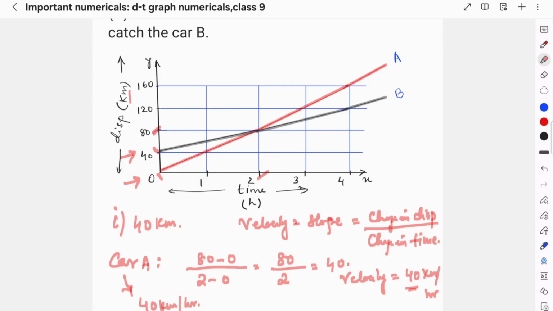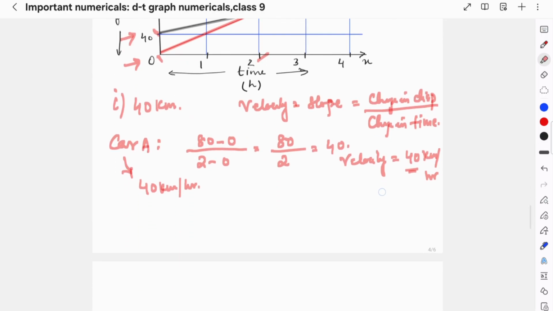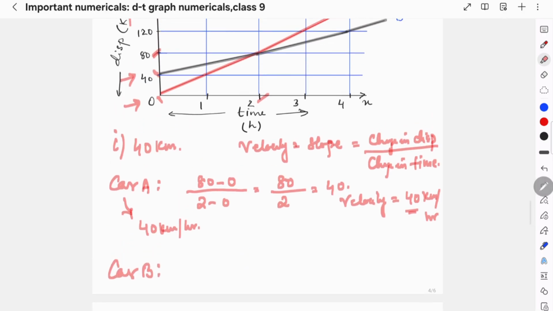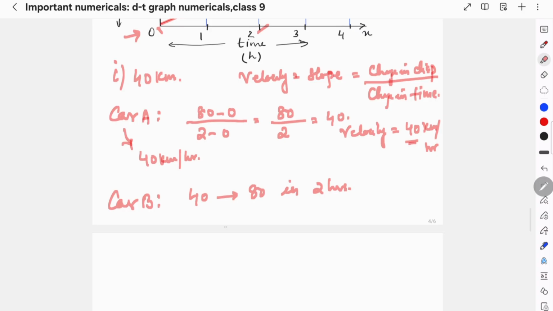Now let's calculate the velocity of car B. So now see, car B is already starting at 40 and it is going to 80 kilometers in 2 hours. So now the change in displacement will be 80 minus 40, and the change in time interval is 0 to 2 hours, so 2 minus 0. So it is 40 divided by 2, so it is 20.